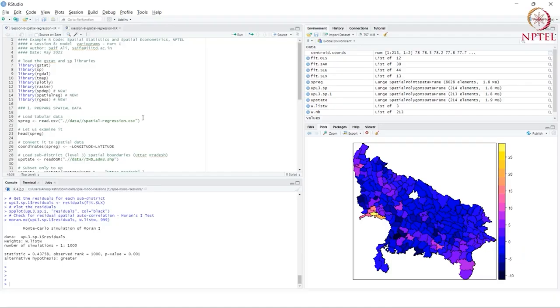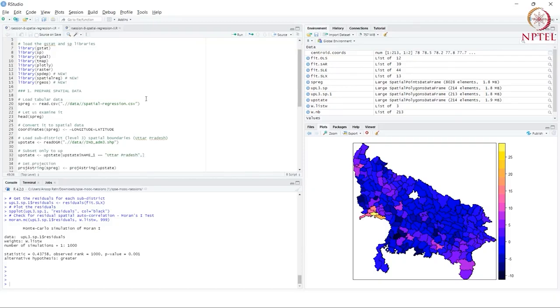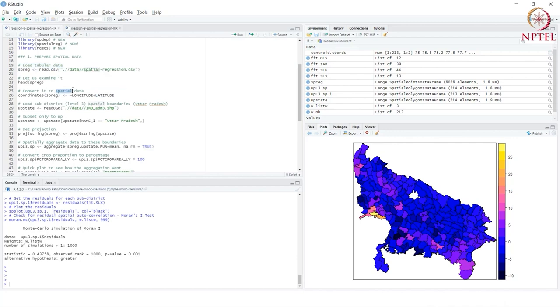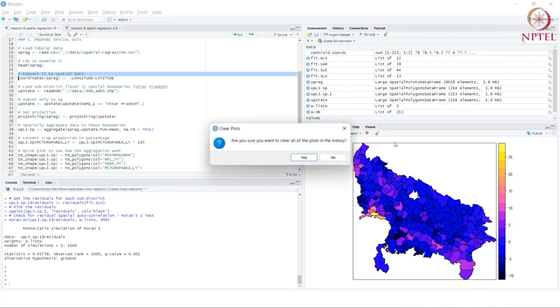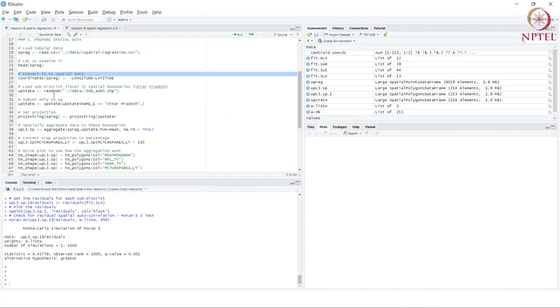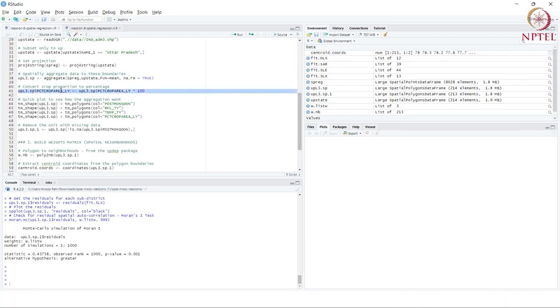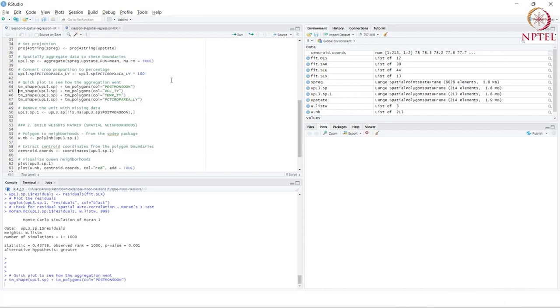So before I go to today's code, I'm just going to briefly review our code from last time. Remember, as step one, we prepared our spatial data. We first read in some data from a CSV file that has data on post-monsoon groundwater levels, rainfall, temperature, and cropping. And then we converted it to spatial data. Then we loaded our state boundaries or sub-district boundaries for Uttar Pradesh. We aggregated our data to these boundaries. So we have a value for every sub-district as opposed to a value for every well. So we aggregated the well level observations to a higher unit. And then we did some other work with the data and plotted our data.